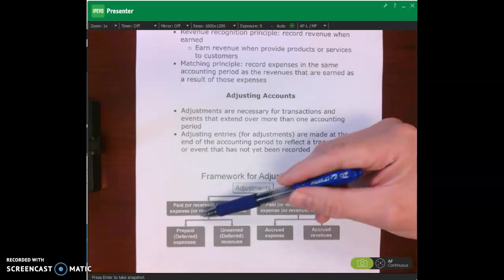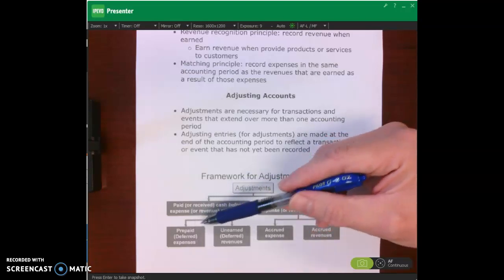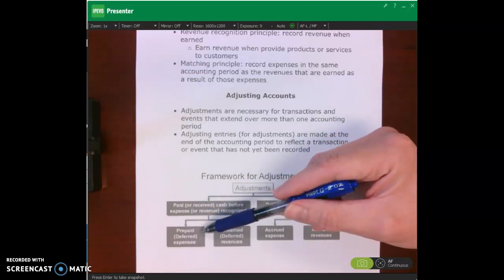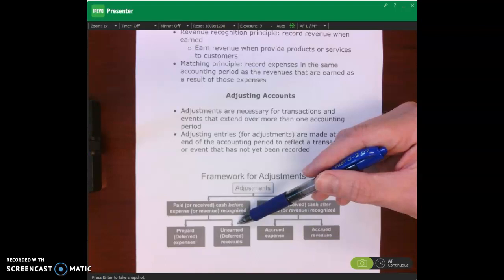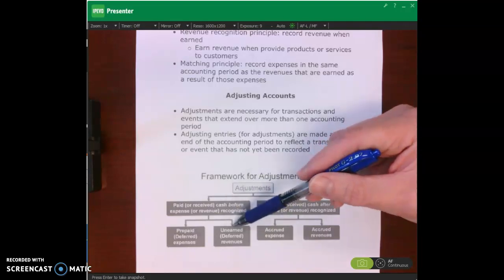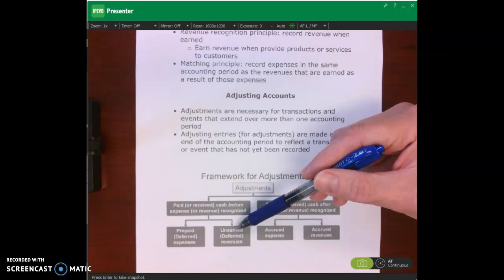So in the situation of paying cash before the expense is recognized, that'd be the situation of prepaid expenses. So for example, the insurance policy that we bought in the prior lecture video for 2 years, that's an example of a prepaid or deferred expense. We also have the situation where we get paid up front and then we have to provide the service in the future. That is a liability. But what we have to recognize is maybe that during the accounting period, we have performed some of the services, so we can reduce that liability.